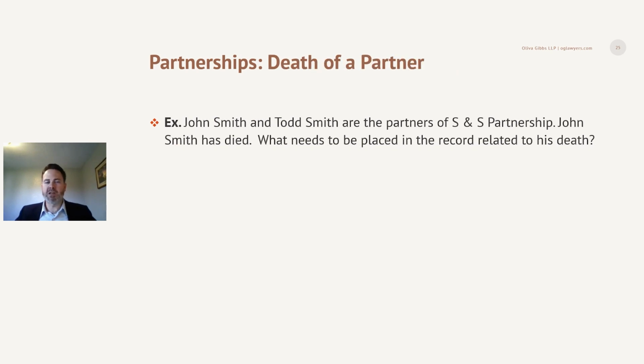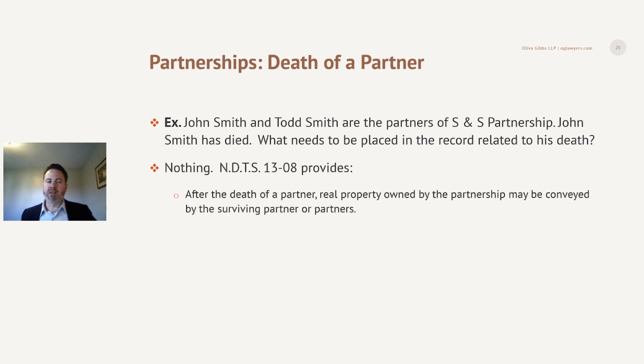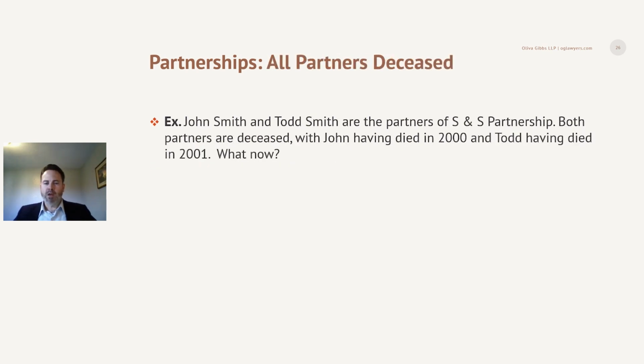So similar to changing of membership, we'll look at the death of a partner. So in this example, one of our partners has died. Does anything need to be placed in the record related to John Smith's death? Nothing is actually required. Partnership's interest in the property can simply be conveyed by the surviving partner. However, if John and Todd were the two partners of S&S partnership and both are now deceased, how does our result change? At this point, neither of them are alive to convey on behalf of the partnership.